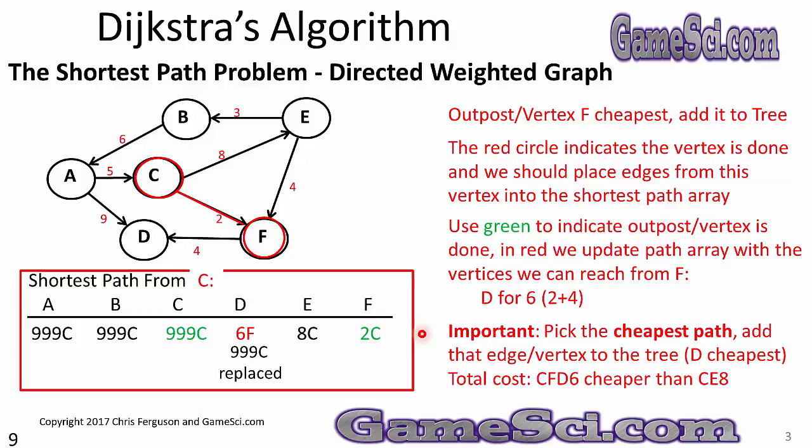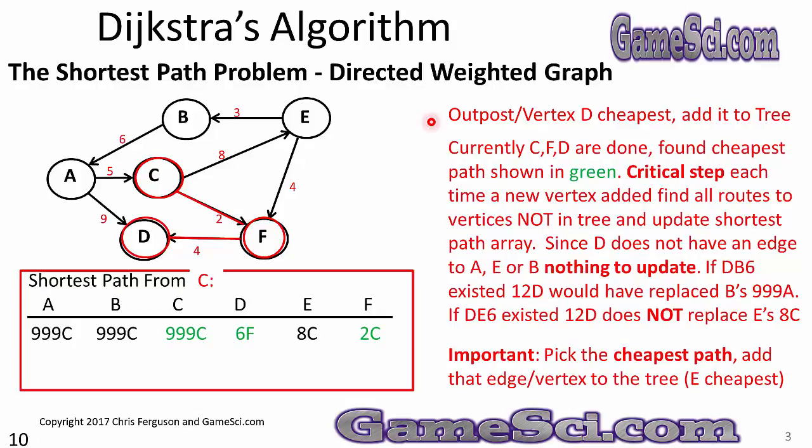It's important now to pick the cheapest path. Add that edge/vertex to the tree. D is the cheapest path. The total cost from C to F to D is 6, and that is certainly cheaper than CE's 8. D's path cost of 6 is cheaper than E's path cost of 8. D is the next outpost added to the tree.